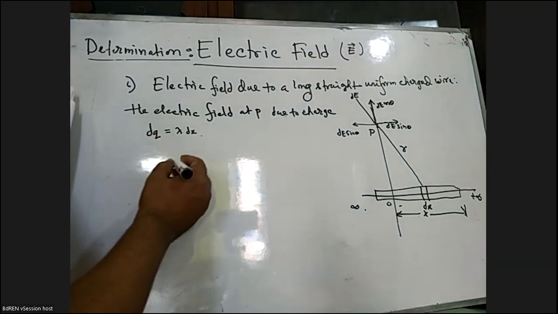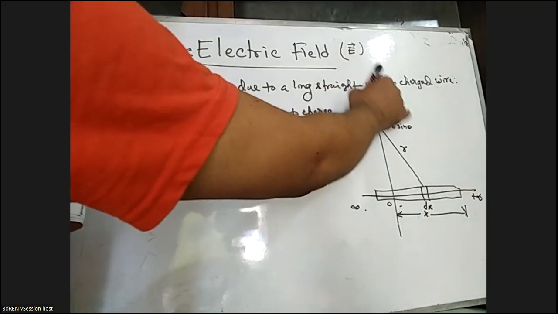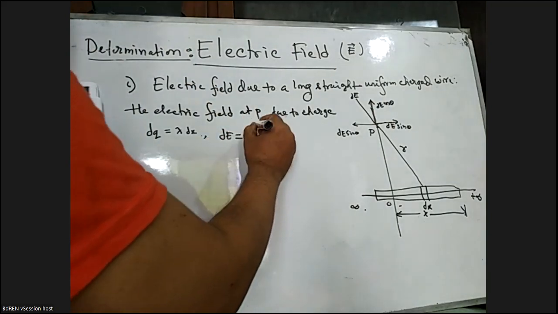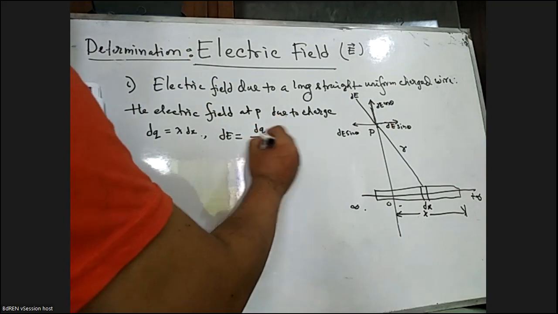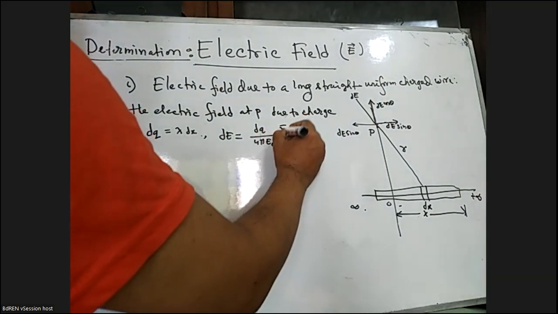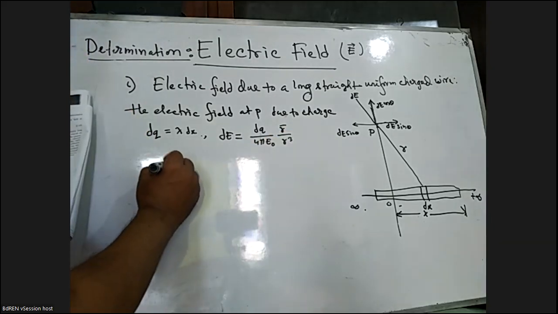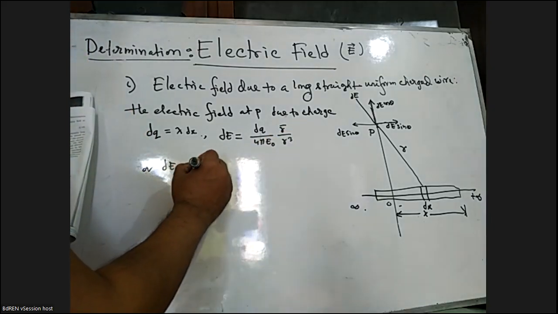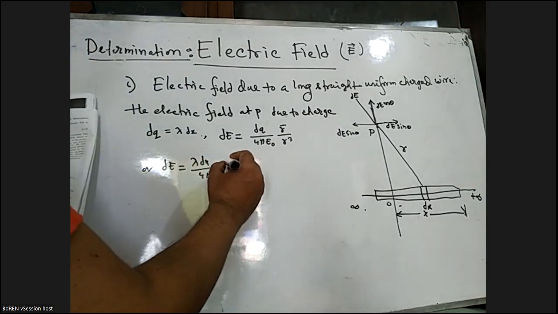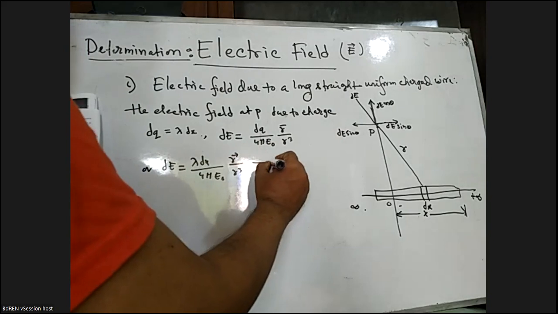So by the equation we can write dE equals to the acting electric field will be amount of charge dq divided by 4 pi epsilon naught, r vector divided by r cube. Or we can write dE equals to lambda dx divided by 4 pi epsilon naught, r vector divided by r cube. This is equation number 1.